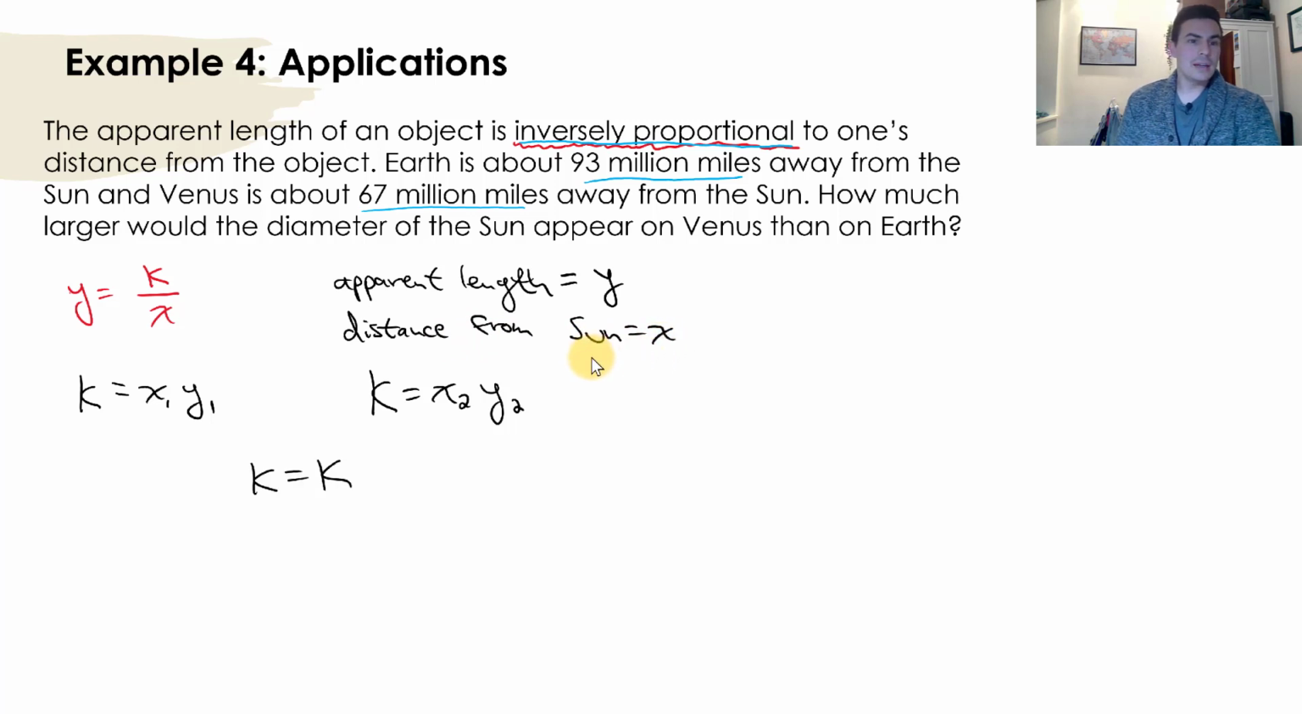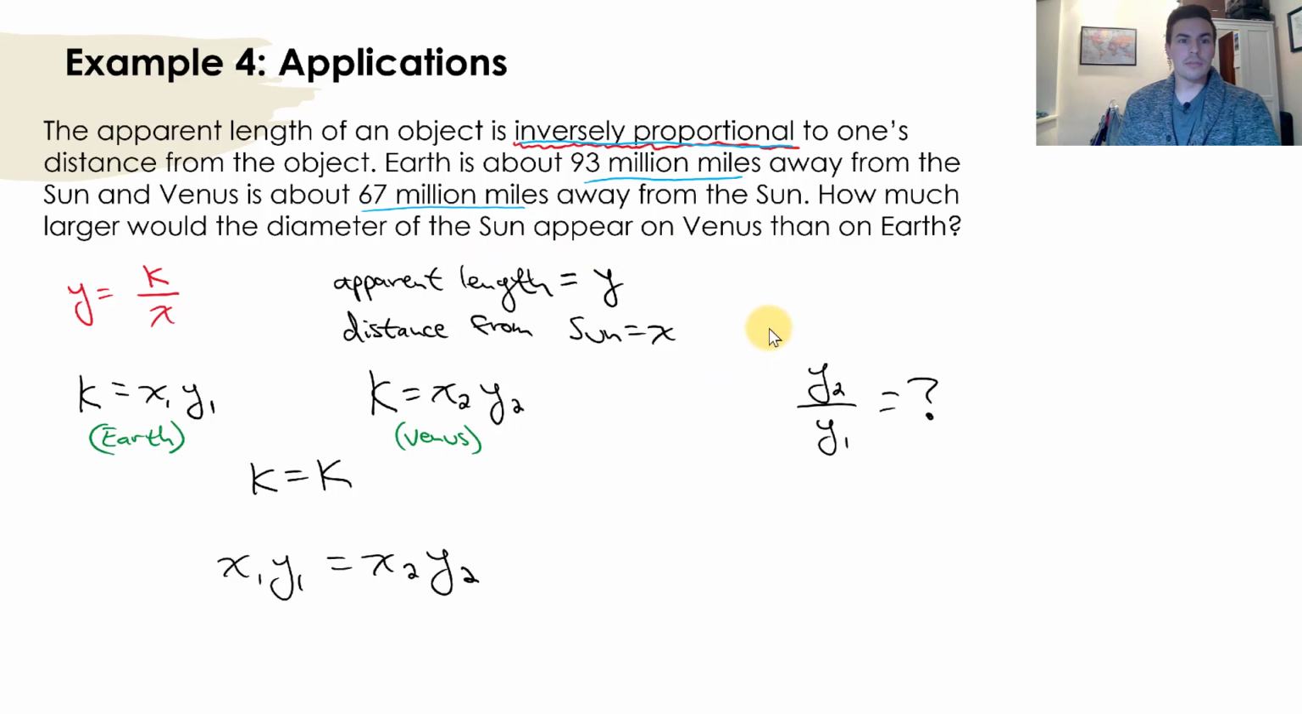And since k is the same in both of these equations, k does not change, so k equals k, which means x1 y1 is going to equal x2 y2. So now we need to just define which of these situations is for Earth and which one is for Venus. So we'll say the first one's for Earth, the second one is for Venus. And what we're looking for, how much larger would the diameter of the sun appear? So what we're looking for is this ratio of the apparent length at Venus to the apparent length on Earth, because y is my apparent length of the object.